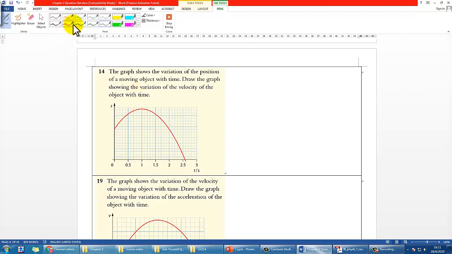Let's take a look at the next question. Here there is a position of a moving object with time. Draw the graph showing the variation of velocity with time. So this is a speed-time graph. How about I just draw it on top of that? Maybe not, maybe I'll just draw it next to it.